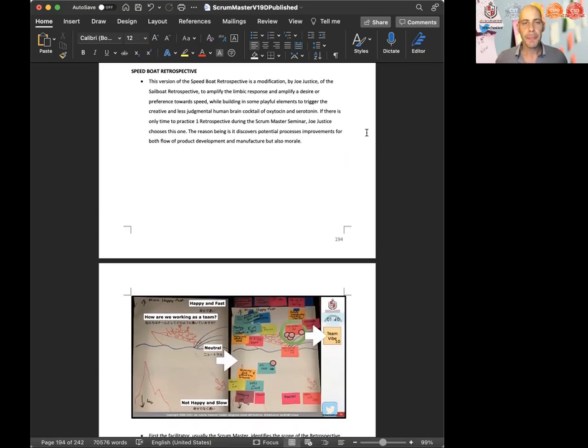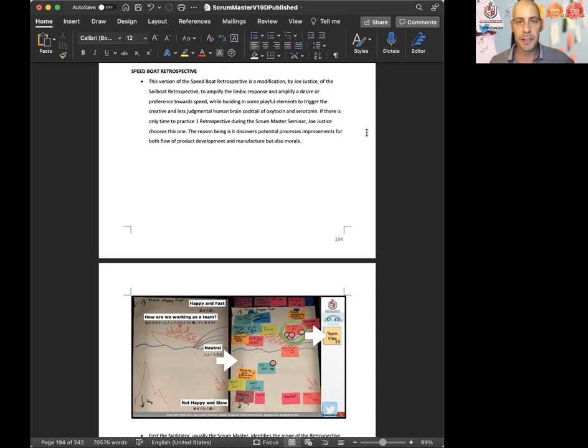Retrospective type 3, Speedboat retrospective. This version of the Speedboat retrospective is a modification by Joe Justice of the Sailboat retrospective to amplify the limbic response and amplify a desire or preference towards speed, while building in some playful elements to trigger the creative and less judgmental human brain cocktail of oxytocin and serotonin. If there is only time to practice one retrospective during the Scrum Master seminar, Joe Justice chooses this one.